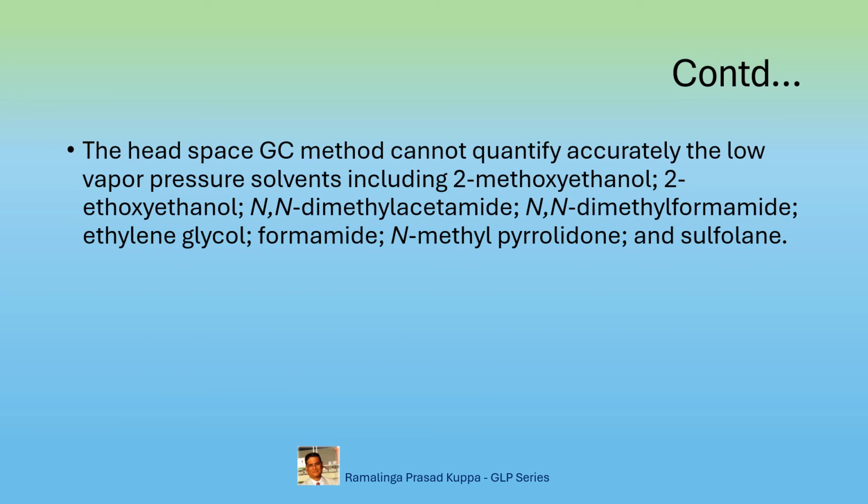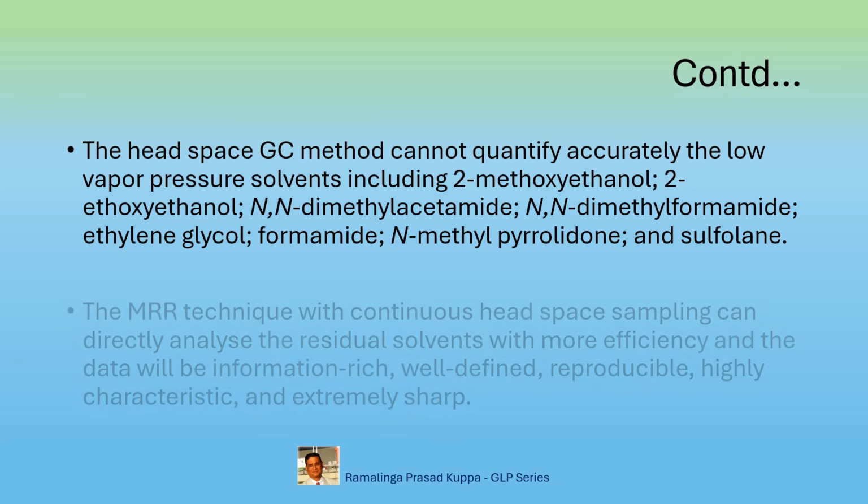The headspace GC method cannot quantify accurately the low vapor pressure solvents including 2-methoxyethanol, 2-ethoxyethanol, N,N-dimethylacetamide, N,N-dimethylformamide, ethylene glycol, formamide, N-methylpyrrolidone and sulfolane. The FID in headspace GC needs adequate vapor pressure for volatilization of the solvent. So these kind of solvents are difficult to estimate accurately.